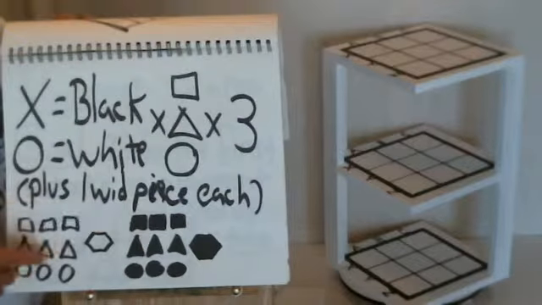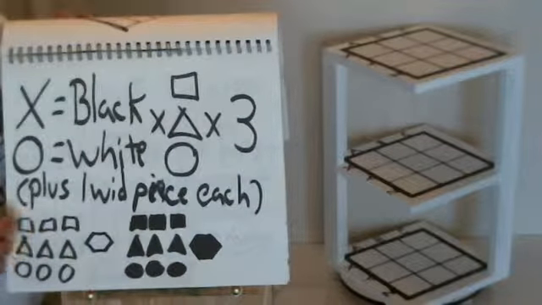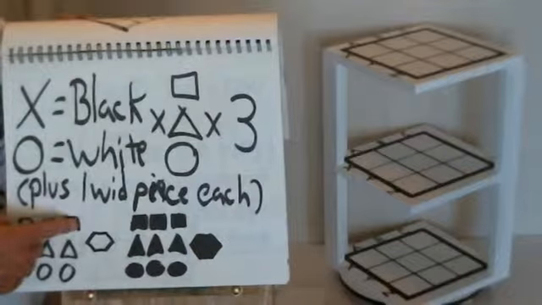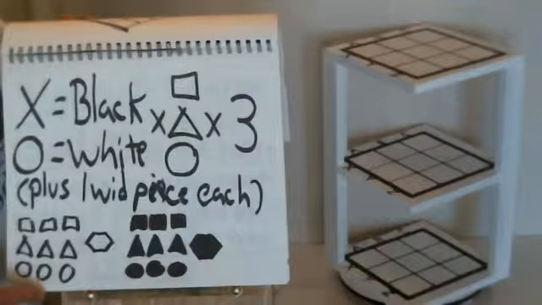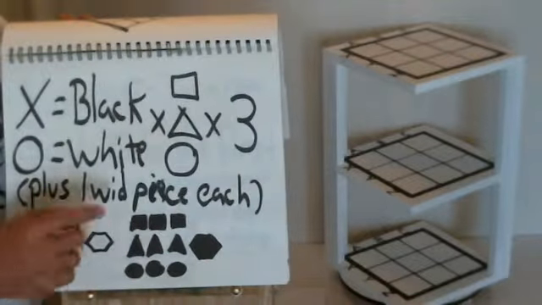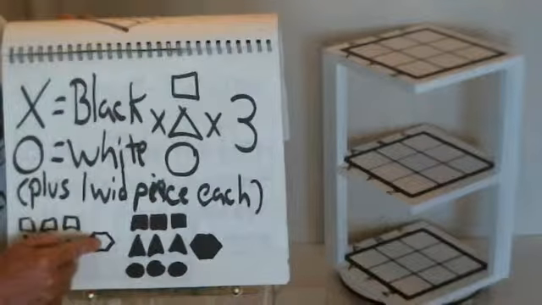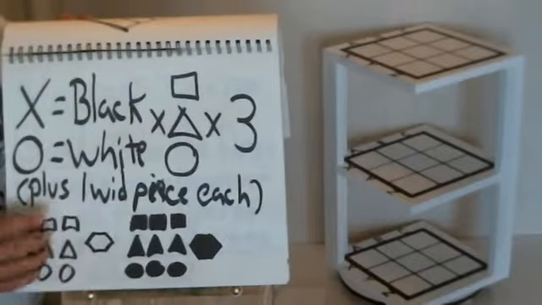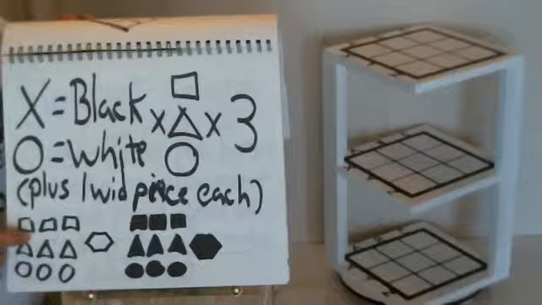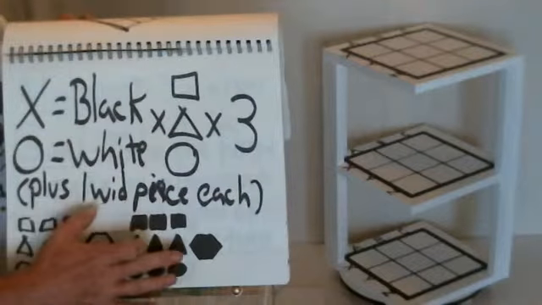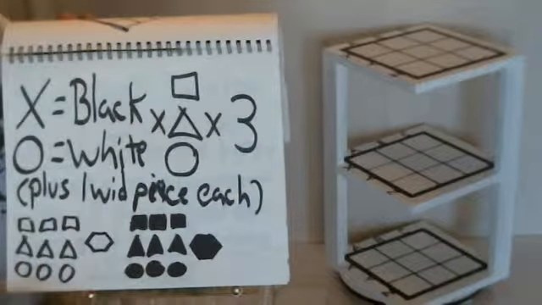3 pieces of squares, 3 pieces of triangles, 3 pieces of circles, and then each set had a wild piece added to it. And then, of course, there's black and white. So basically, you have 9 plus 1, 10, times 2, 20. A standard set of Vici has 20 pieces in it.